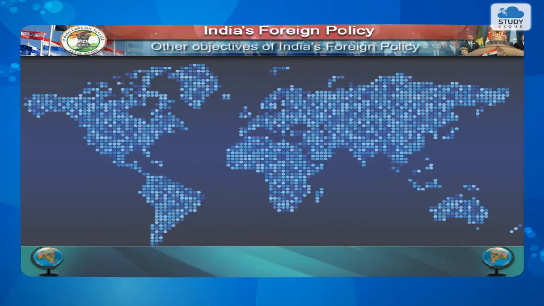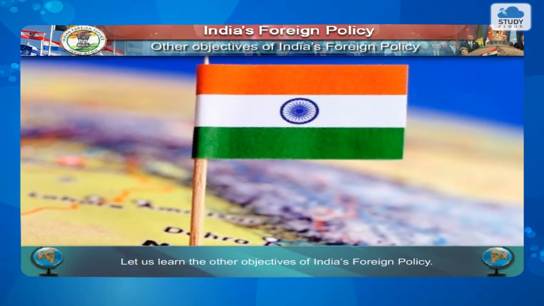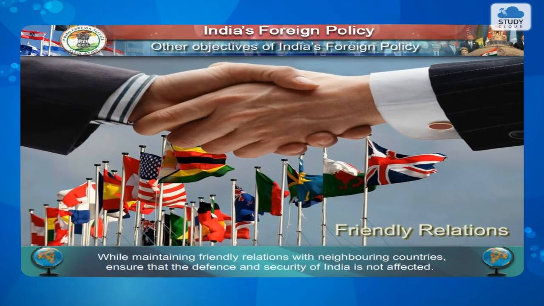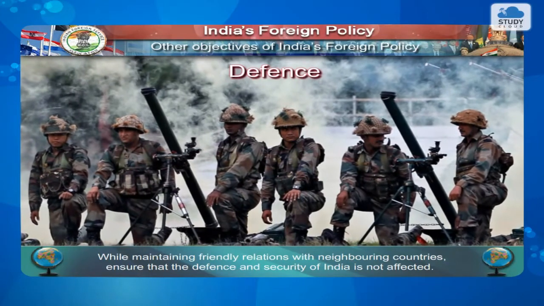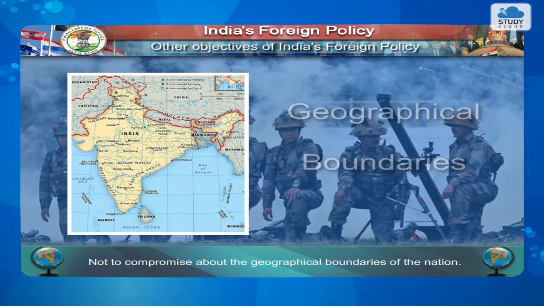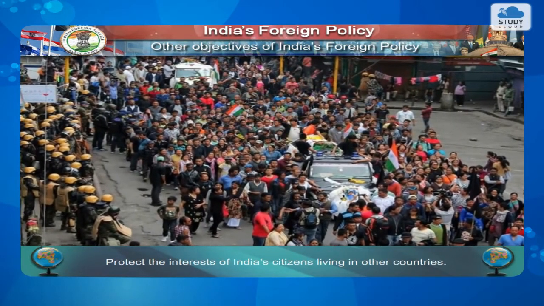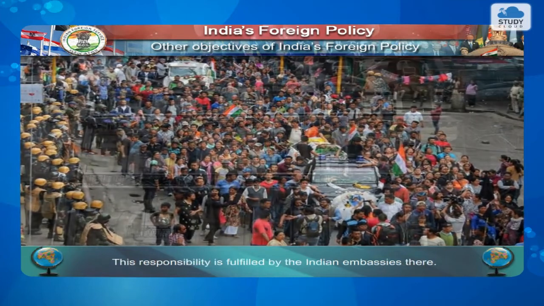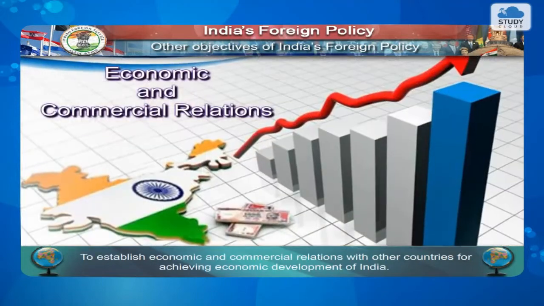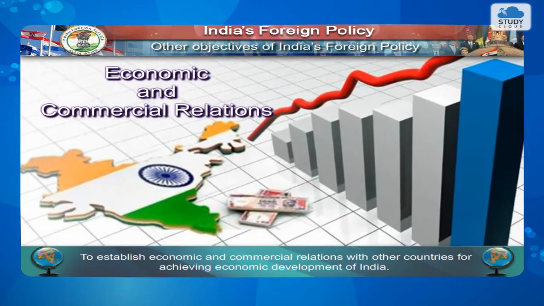Other objectives of India's foreign policy. Let us learn the other objectives of India's foreign policy. While maintaining friendly relations with neighboring countries, ensure that the defense and security of India is not affected. Not to compromise about the geographical boundaries of the nation. Protect the unity and integrity of the country. Protect the interests of India's citizens living in other countries. This responsibility is fulfilled by the Indian embassies there. To establish economic and commercial relations with other countries for achieving economic development of India.